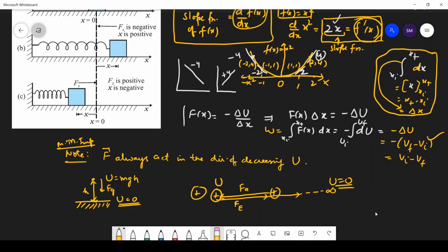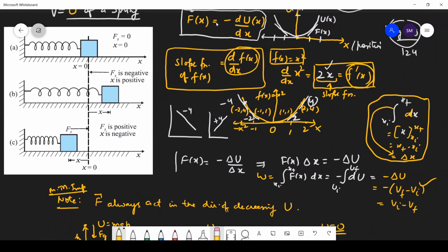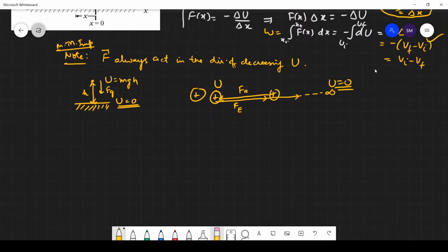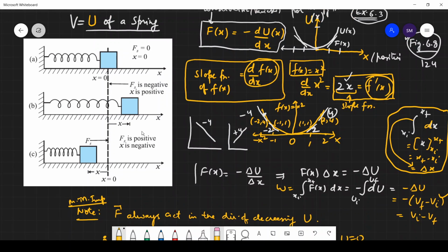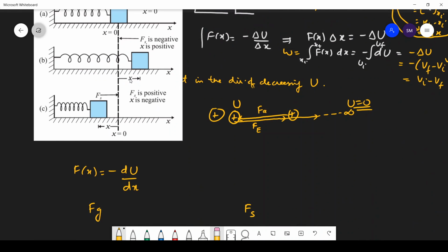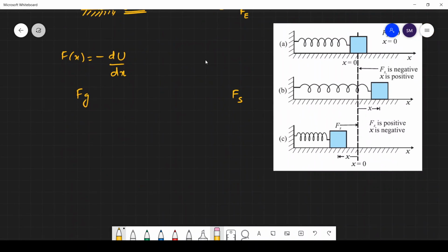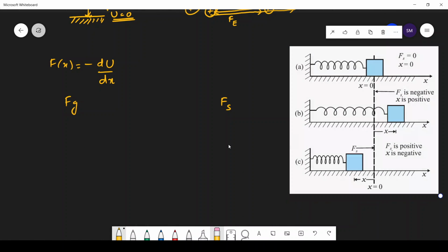Now let us look at this formula again. F of x is equal to minus du by dx. Let us apply it for the gravitational force, and let us apply it for the spring force. So we are doing the spring force. So I've drawn it over here. Let us see what this spring force is. Students, this is x equals 0. I have a body over here, and this is the equilibrium position.